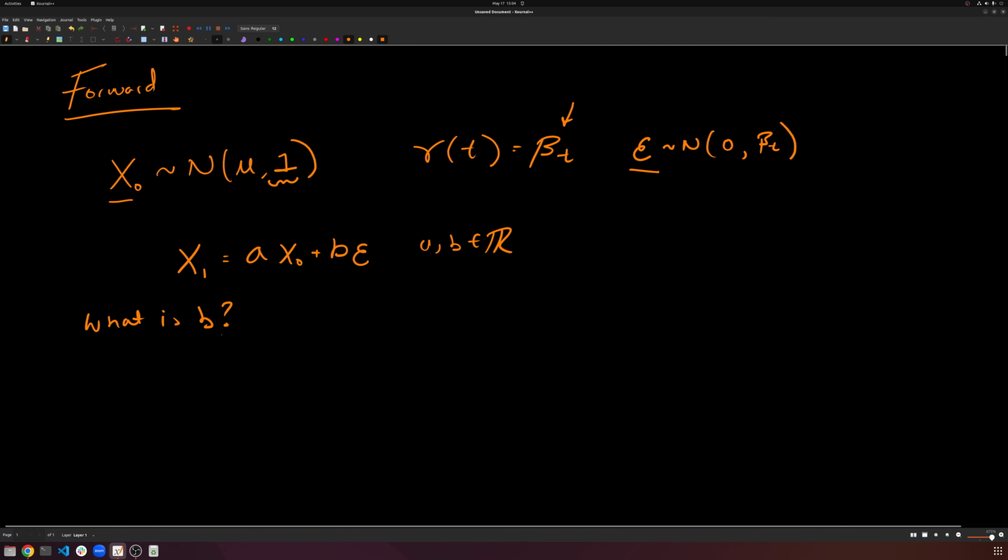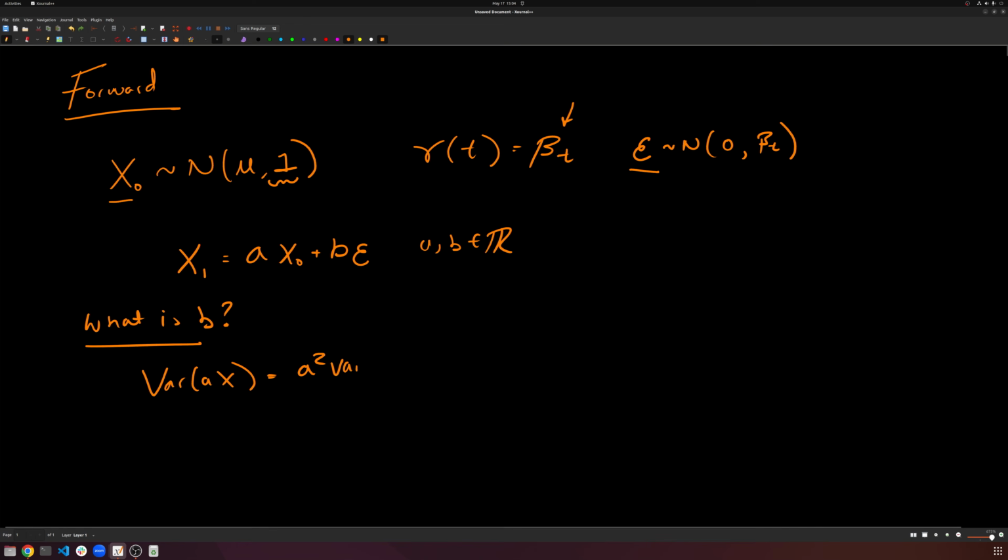Okay, so to figure out what a and b should be, we need to remember one important fact that's going to come up over and over again, and that's our variance formula. Think back to your original statistics class, where you saw that the variance of a constant a times x is the same as a squared times the variance of x, right? So this is a standard formula from statistics. And epsilon, right? Epsilon here, what we want is normal 0, beta t. That's what we want.